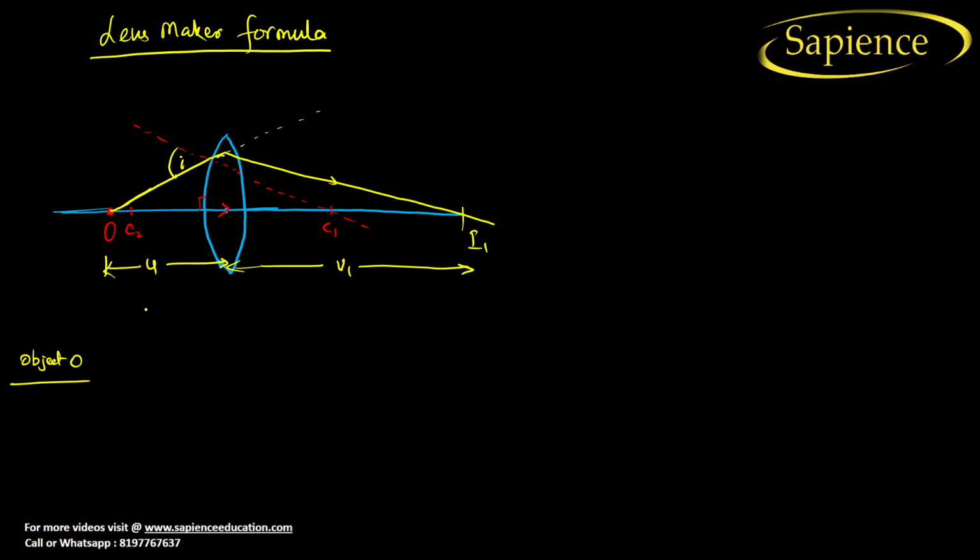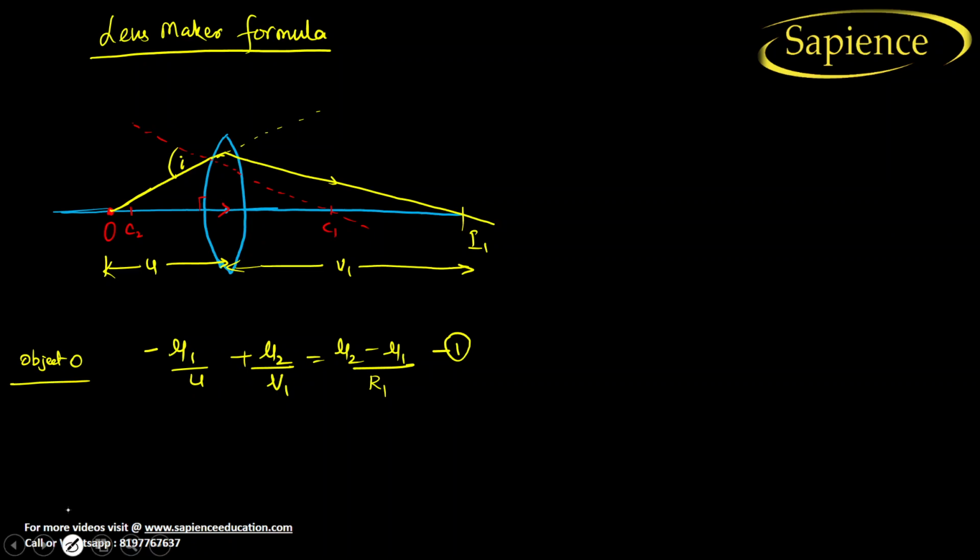If we talk about this one, the object is in a rarer medium and it is passing into the denser medium, so we can use this formula: mu1 by u minus mu1 by u plus mu2 by v1 is equal to mu2 minus mu1 by r1. Got it? So this is definitely equation 1.